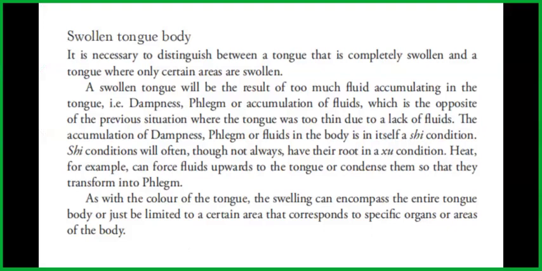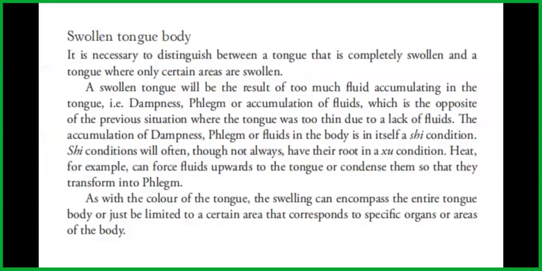swollen. A swollen tongue will be the result of too much fluid accumulating in the tongue, that is, dampness, phlegm, or accumulation of fluids, which is the opposite of the previous situation where the tongue was too thin due to lack of fluids. The accumulation of dampness, phlegm, or fluids in the body is in itself an excess condition. Excess conditions will often, though not always, have the root in a deficiency condition. Heat, for example, can force fluids upwards the tongue or condense them so that they transform into phlegm.